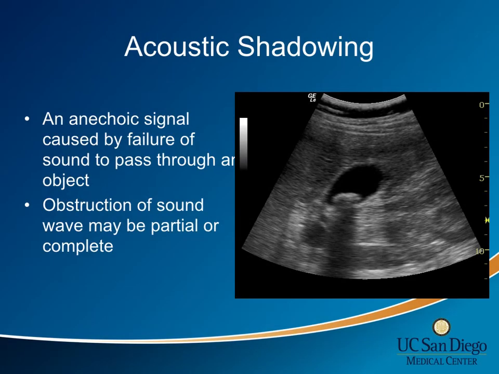Acoustic shadowing is actually an artifact we use frequently to help us identify particularly reflective material, such as bone or various types of stones. Here, at least some portion of the acoustic signal is unable to pass through the object of interest. This appears as a deep shadow throughout the dependent portion of the screen.